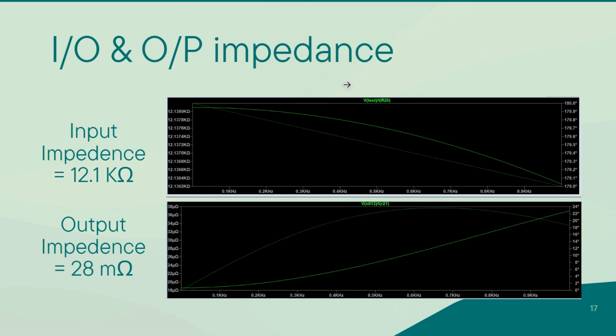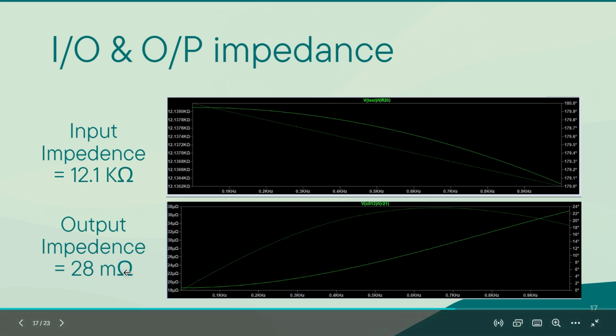In this slide, we will be discussing the input and output impedance values and the plots. The input impedance refers to the impedance of the amplifier seen from the input terminals, while the output impedance refers to the impedance of the amplifier seen from the output terminals. After our calculations, we found our input impedance to be 12.1 kilo ohm, while the output impedance is 28 milliohms, and we can see that in these plots also.